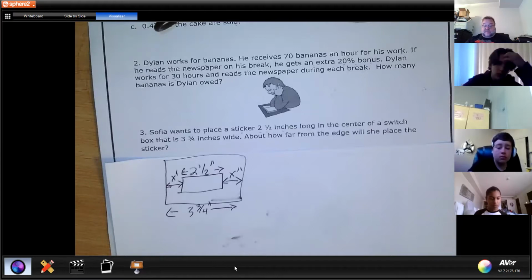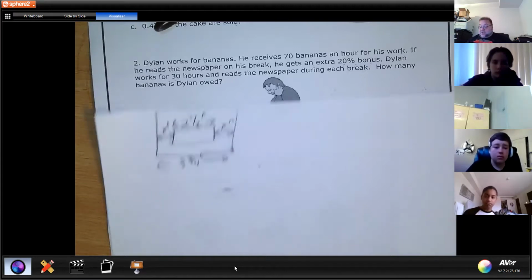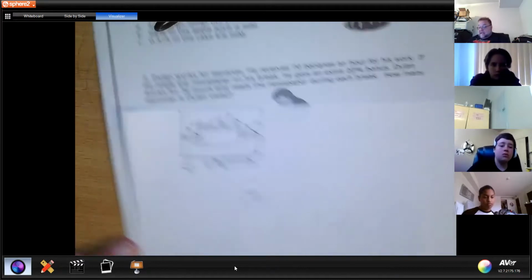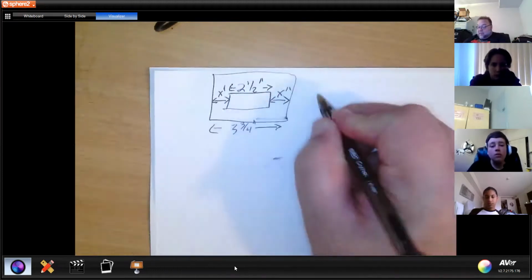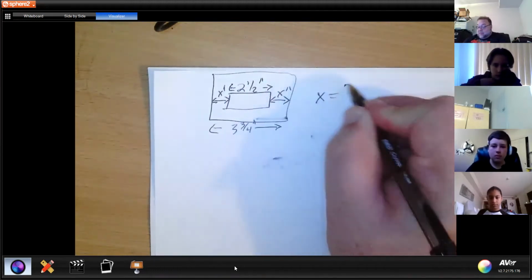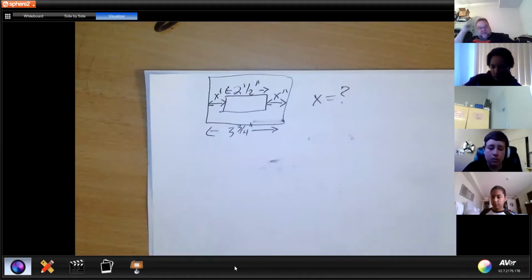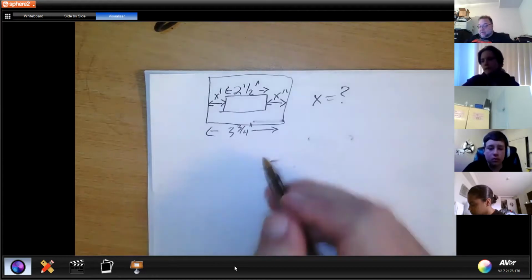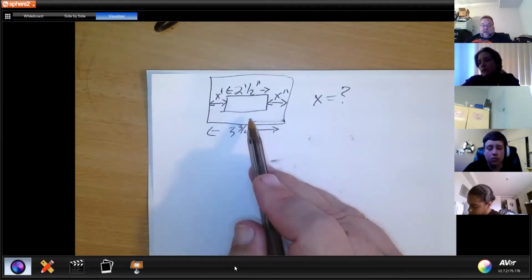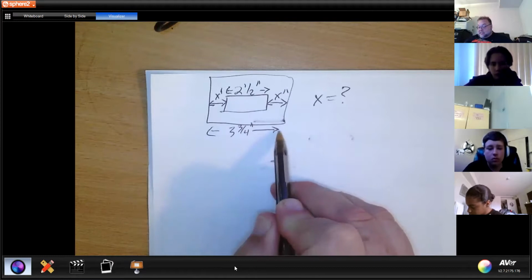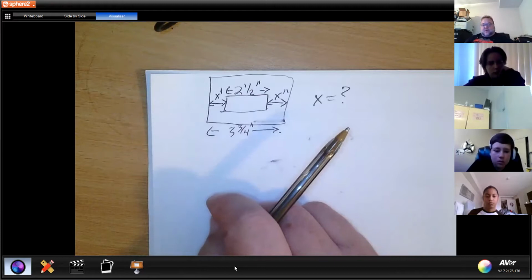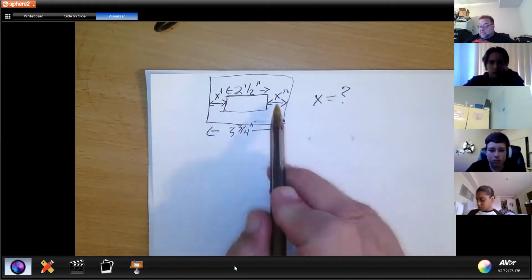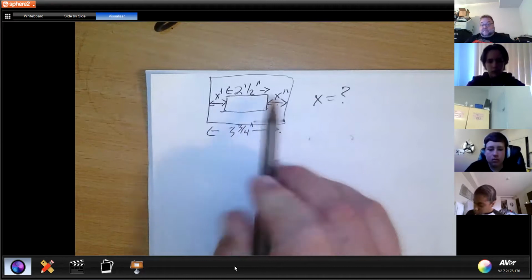Okay. So if I look at this, I need to figure out how big X is. So I want to know X equals what? That's what I'm trying to find out. How am I going to solve that? Well, I've got two numbers that I know of. I've got the whole distance, it's 3 3/4, and the inside distance here is 2.5. What can I do with those two numbers to get closer to finding out what these two are?